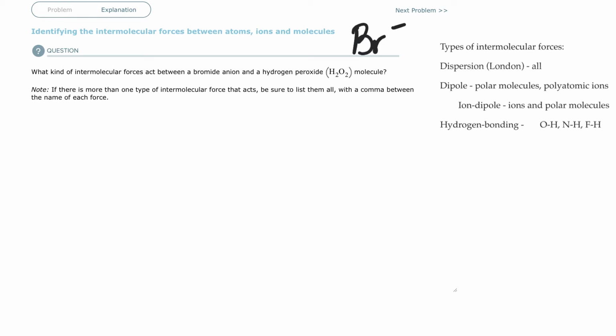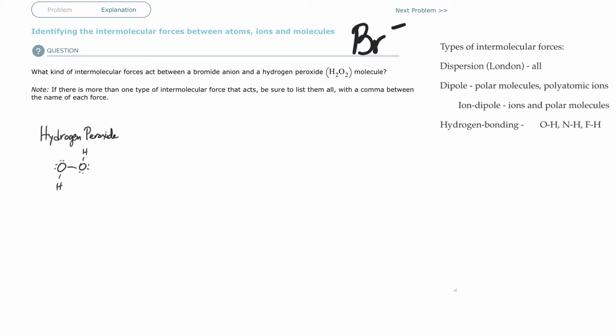And then the other one would be hydrogen peroxide. Okay, so hydrogen peroxide looks like this. It is oxygen connected to oxygen, then with a hydrogen attached to both of those. So you can see we've got lone pairs here, and so you already can see that it has hydrogen bonding.